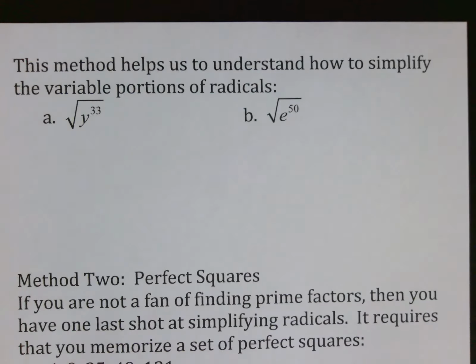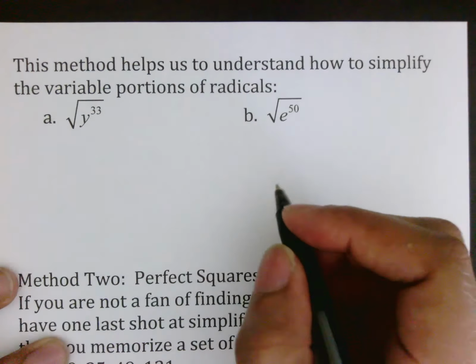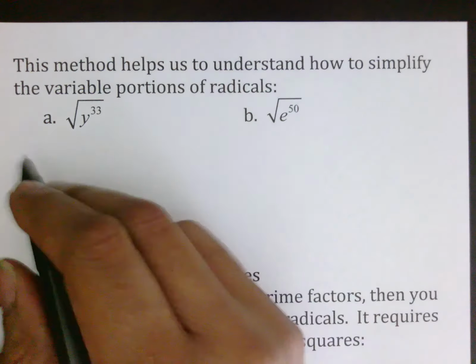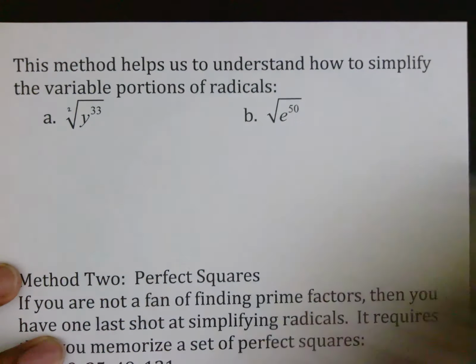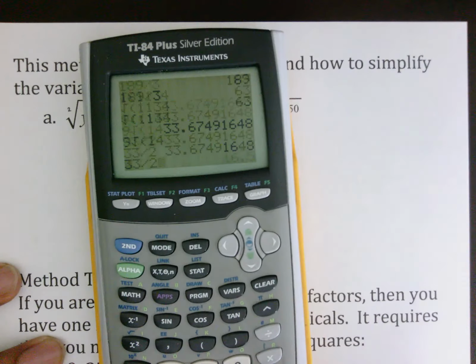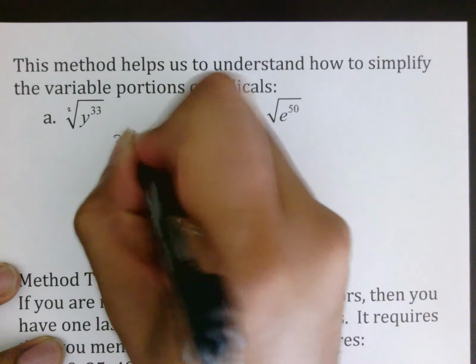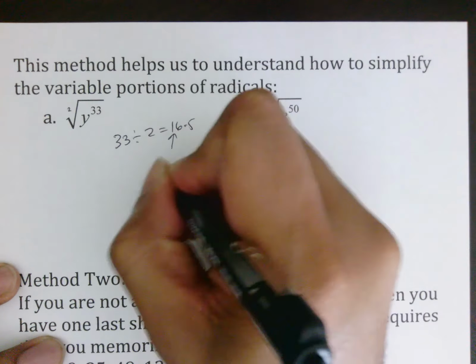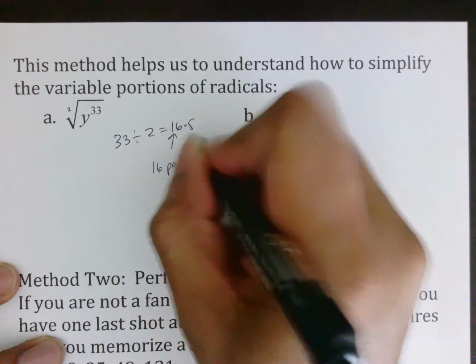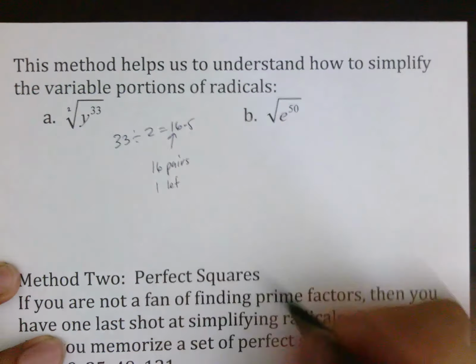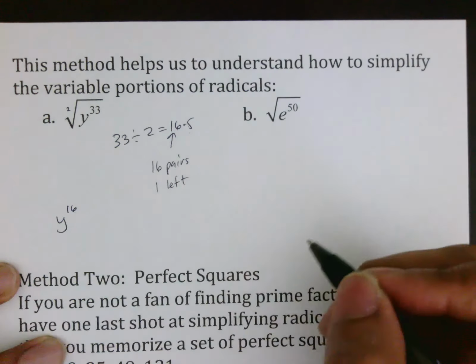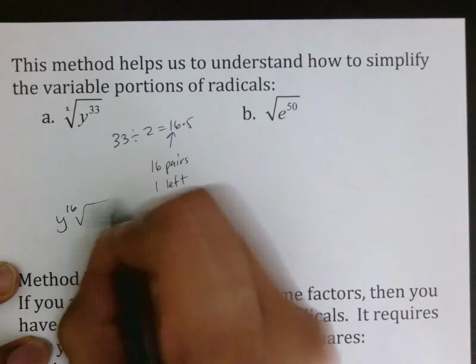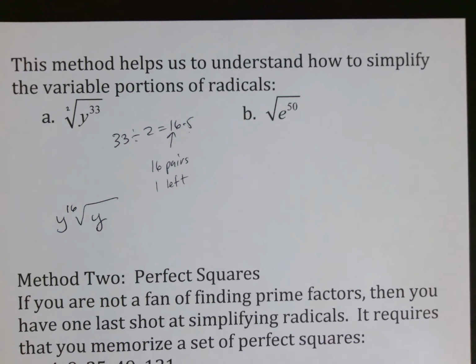This method also helps us to understand how to simplify variable portions of radicals. For example, square root of y to the 33rd. You could put 33 y's in there, or you could use your head and remember that your key number is 2. What you could do is just say, how many times is 2 going into 33? Since 33 divided by 2 is 16.5, that means 16 pairs, and this means 1 left. And so what that tells me, because it's 16.5, is that it's going to be 16 y's that come out. And again, because it's 0.5, obviously 1 y is left over, and that's all you have to do.